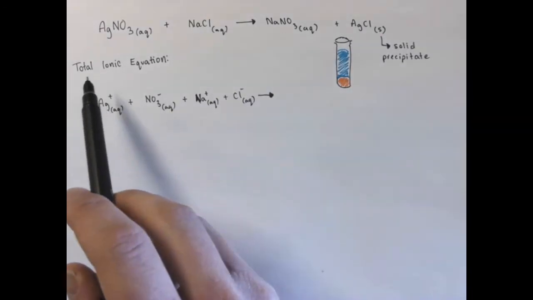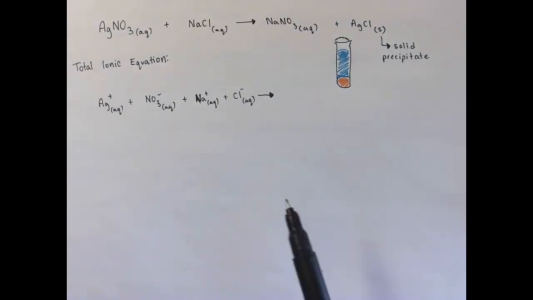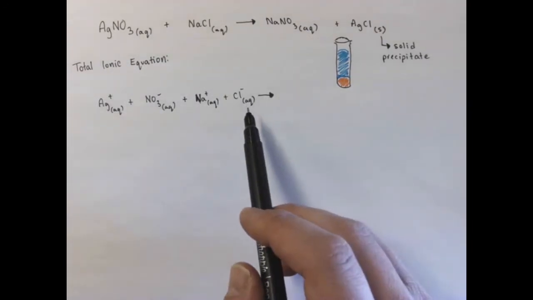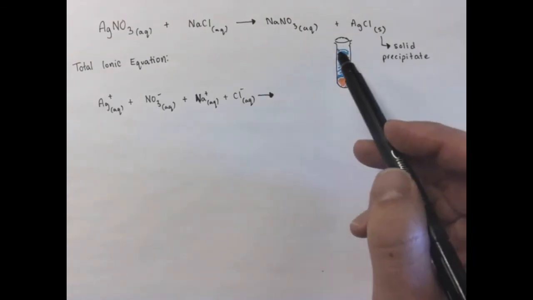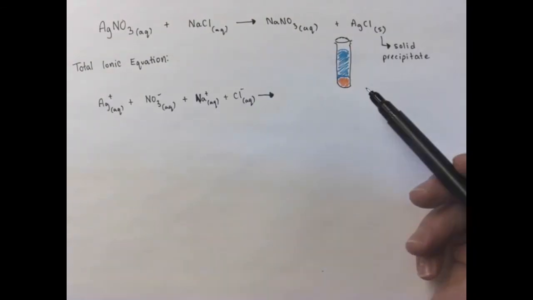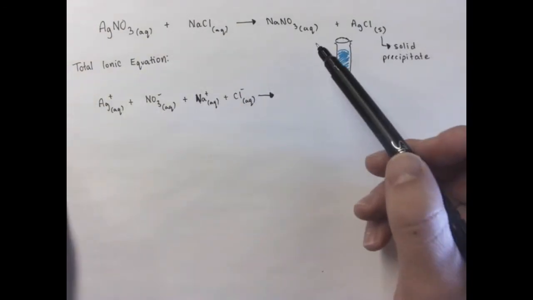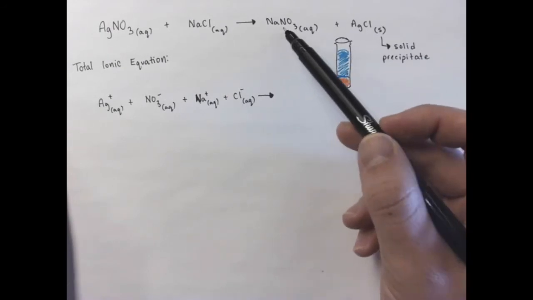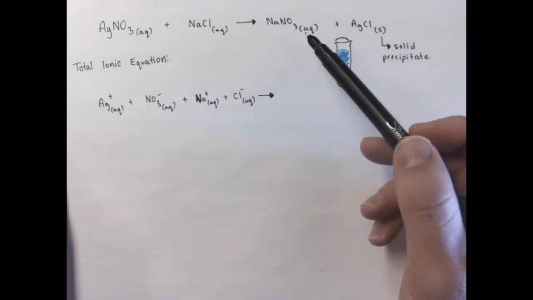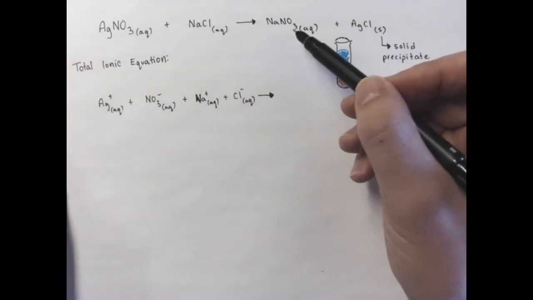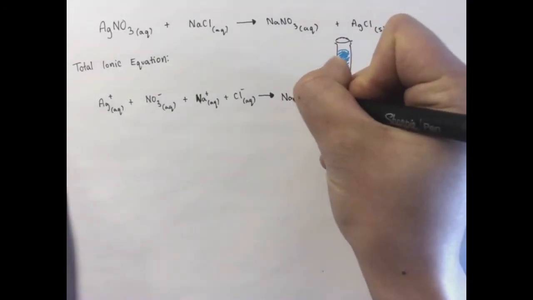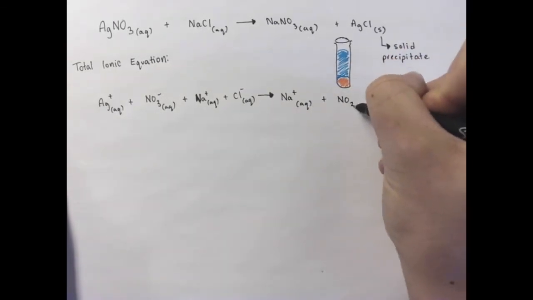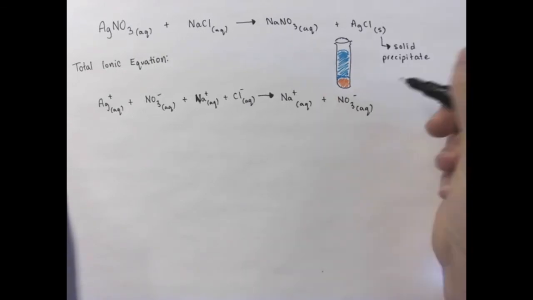So what I want to do now is return to our total ionic equation. So here I wrote out my reactants as dissociated ions. Now what I'm going to do is I'm going to write out the products as dissociated ions where appropriate. So the only thing that I can write as dissociated ions are the things that are in the aqueous state, because that means they're dissolved in water. So that means I can take sodium nitrate and I can write it as sodium ions and nitrate ions.